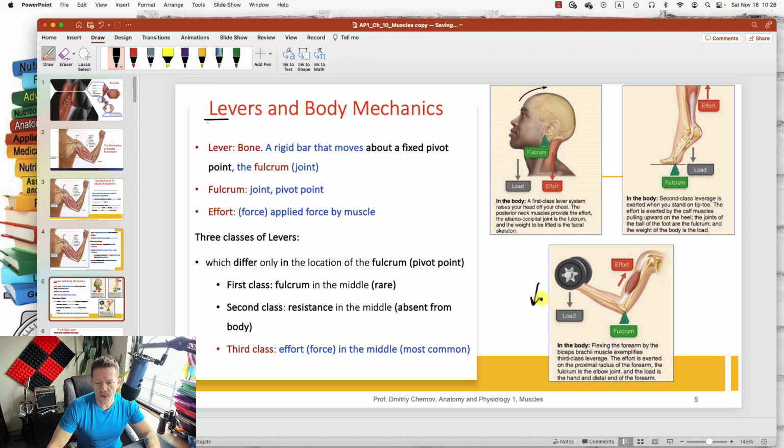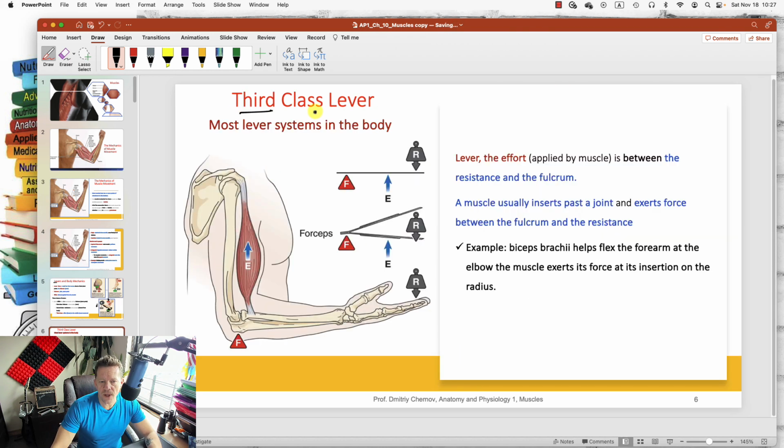Load, that exerts its force on the lever. The lever is the bone. Fulcrum is the joint. And the effort is the muscle. The third class lever is the most common in the human body.